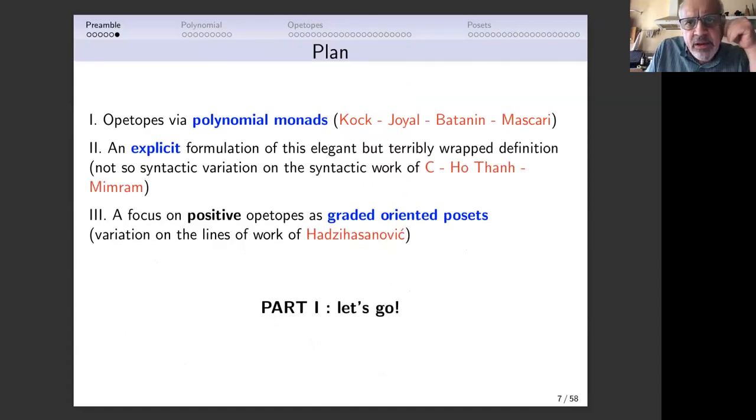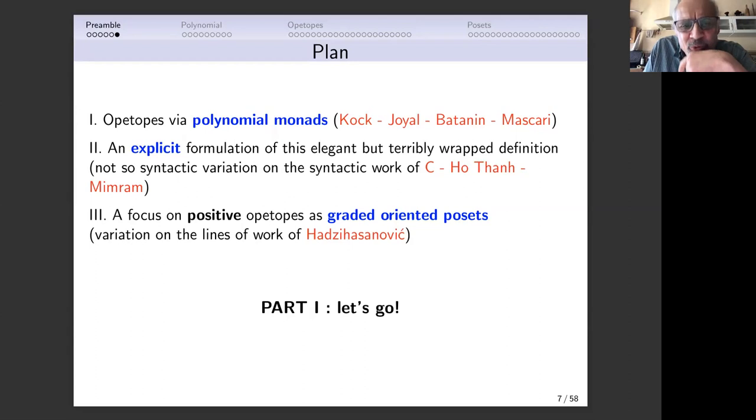But this was only for motivating the shapes that I gave you in this preamble. Okay, so now what's the plan of the talk? The plan of the talk is to recall one of the most popular and important approaches to opetopes, that is due to Kock, Joyal, Batanin, and Mascari, who reformulated the original ideas of Baez-Dolan in terms of polynomial monads. And actually, this was the starting point of my joint work with Cédric Ho Thanh and Samuel Mimram, where we worked on a syntactic presentation of opetopes, making this definition explicit.